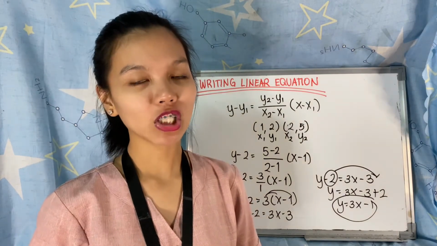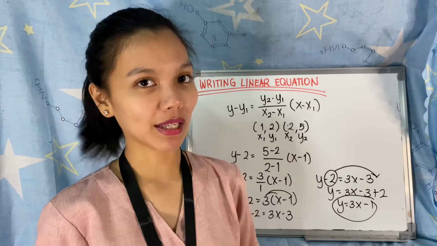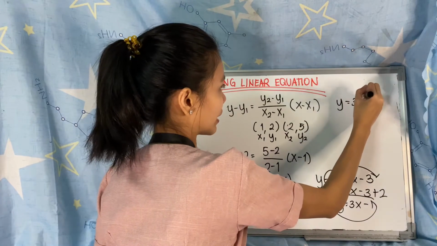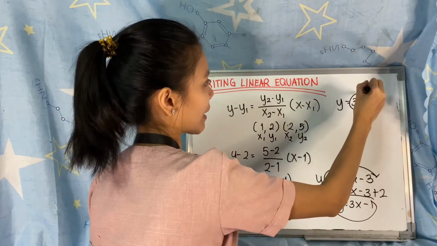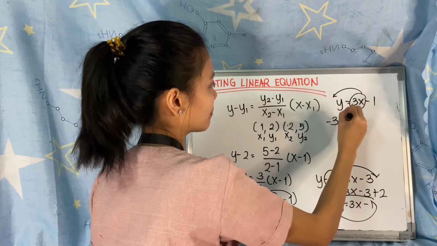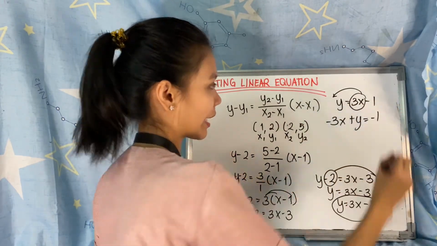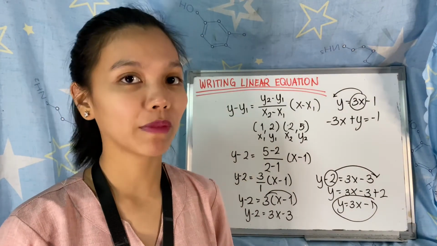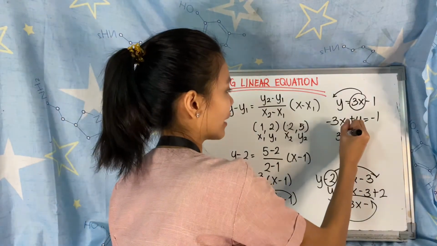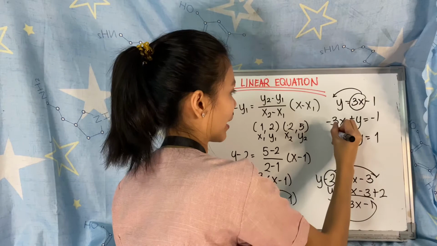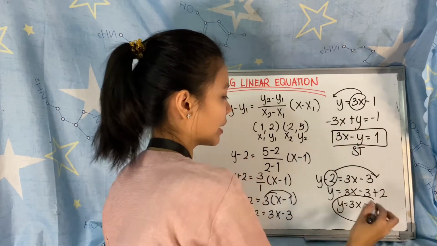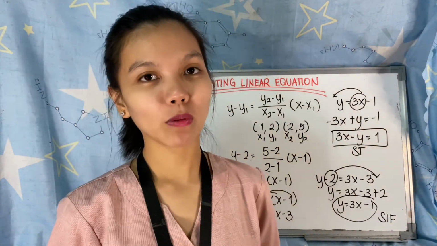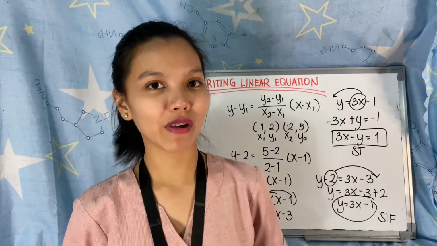So, paano naman natin siya gagawing standard form? Kasi yun yung ating magiging linear equation. Pero linear equation din naman siya. So, we have y is equal to 3x minus 1. So, transpose positive 3x to the left side. We have negative 3x plus y is equal to negative 1. So, dahil negative yung x natin, you will just multiply all of them by negative 1. So, we have 3x minus y is equal to positive 1. So, ito yung ating standard form. Ito yung ating slope-intercept form. So, ganyan yung paggamit ng ating 2-point form or kapag ang given ay 2 points.